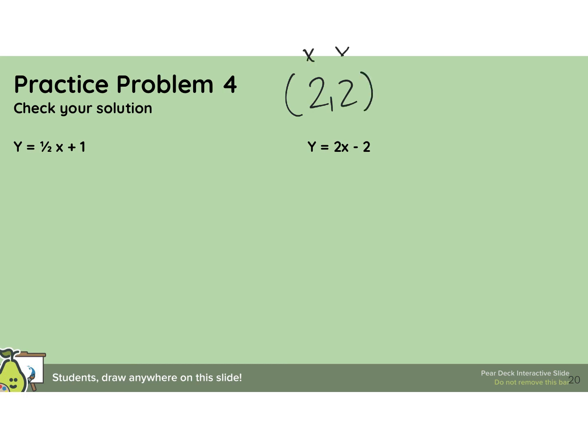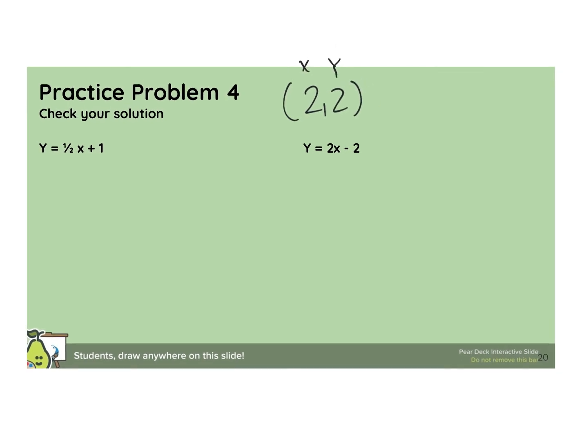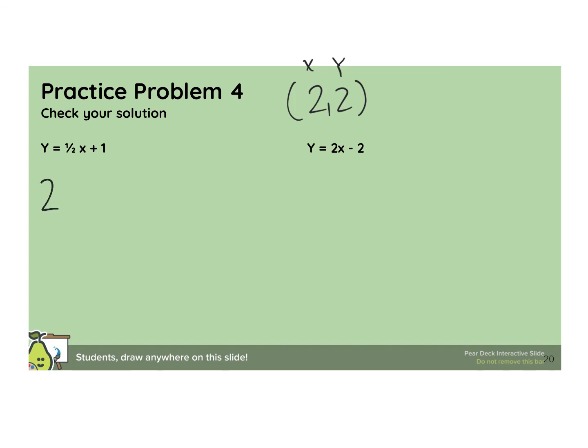This is x and this is y. So for the first one, instead of a y, I put a 2 in its place. 1/2 times x, which is also 2. And then we're going to add 1 to that. Half of 2 is 1. 1 plus 1 is 2. So the first equation checks out.